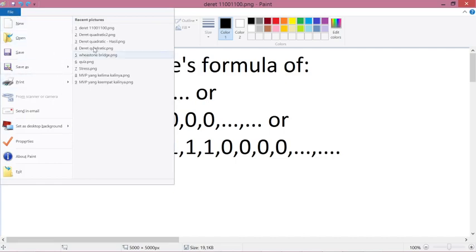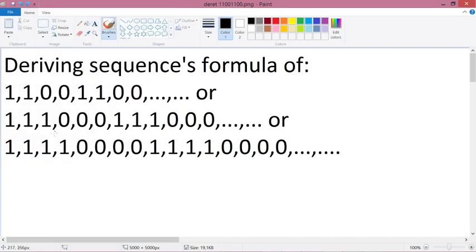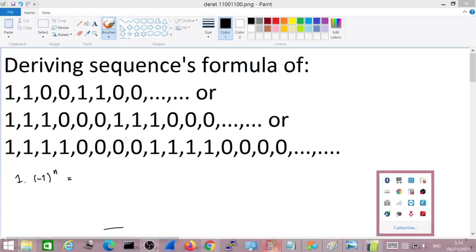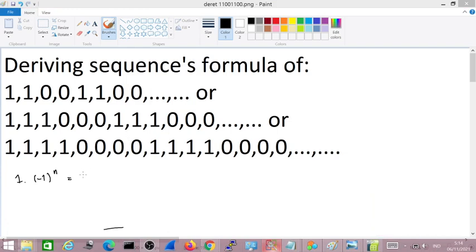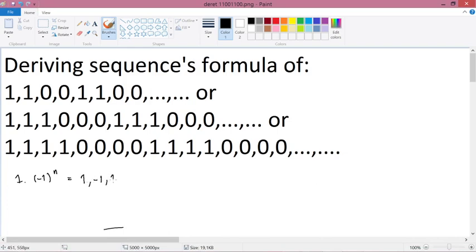So let's start. The first sequence you need to learn is minus 1 to the power n, which generates the sequence 1, minus 1, 1, minus 1, 1, and so on. This is our first formula.